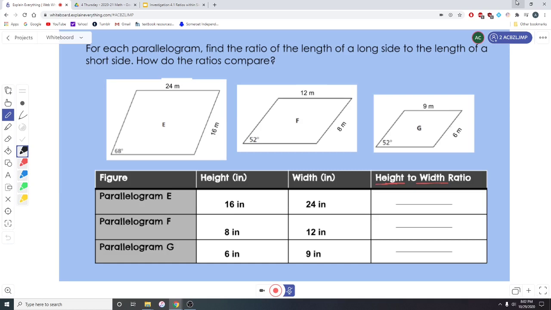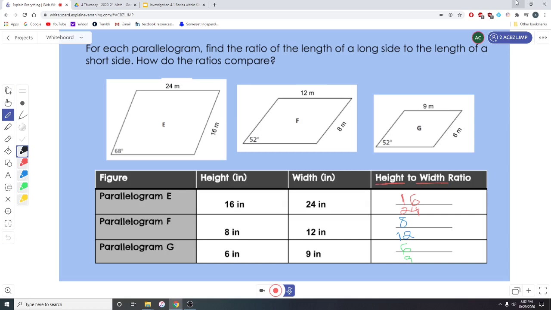So for parallelogram E, it's going to be 16 to 24. For parallelogram F, we're going to have 8 over 12. And for parallelogram G, it's going to be 6 over 9. Well, remember, we're going to have to reduce these to figure out which ones are similar figures.